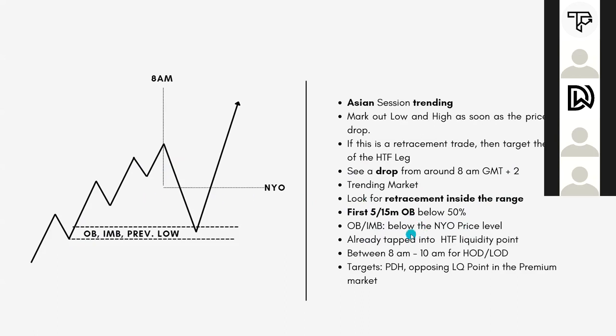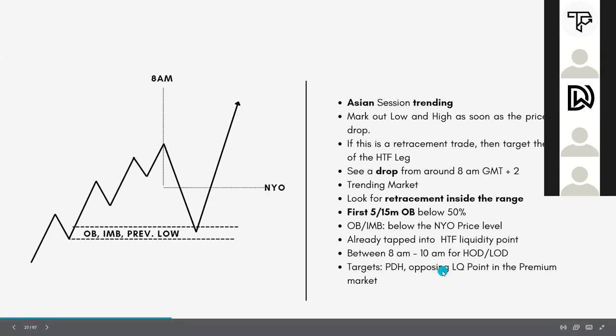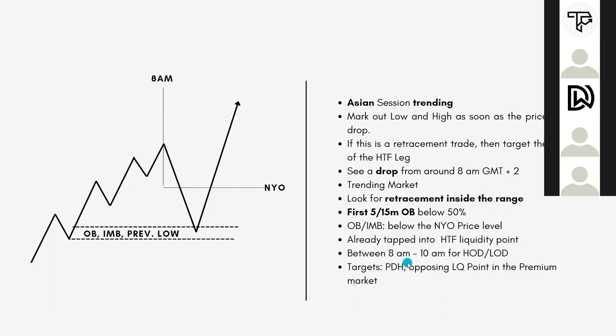And this also often happens when the price has already tapped into a higher time frame liquidity point. So we've maybe already reacted off of the 4-hour order block and we're moving towards the upside, and this formation would often then happen as well. We would often then see the high or low of the day forming between 8 and 10 a.m. And we would target the opposing liquidity points in the premium market and previous day's high.